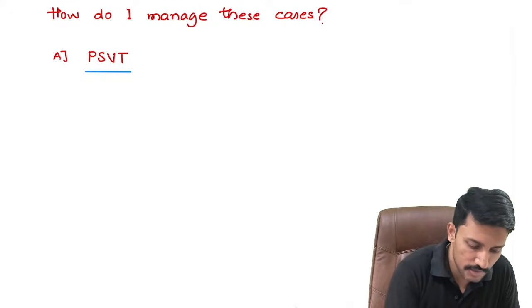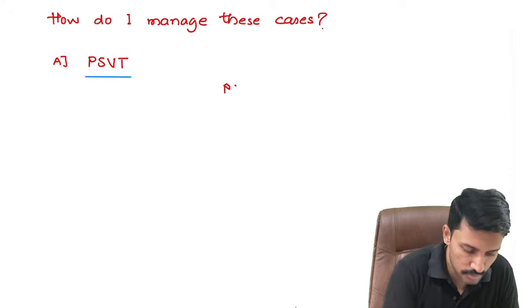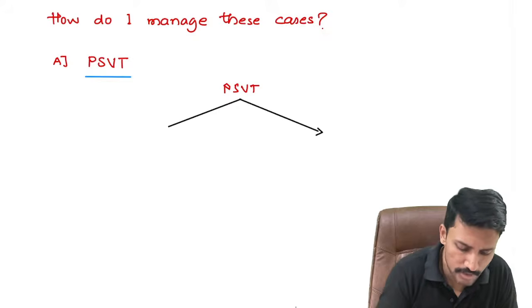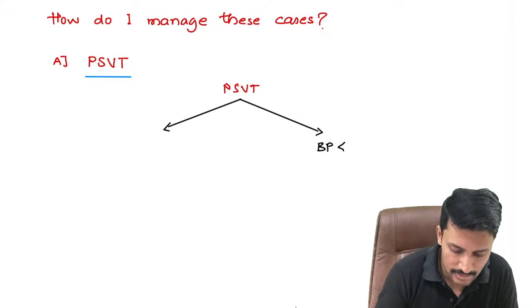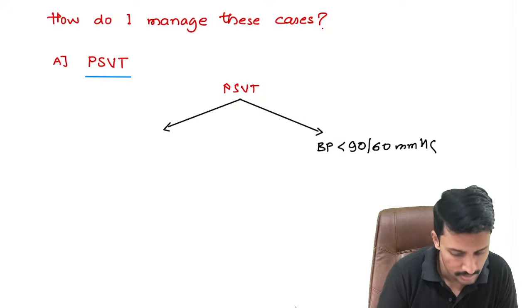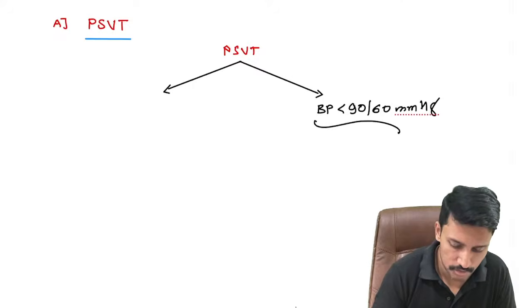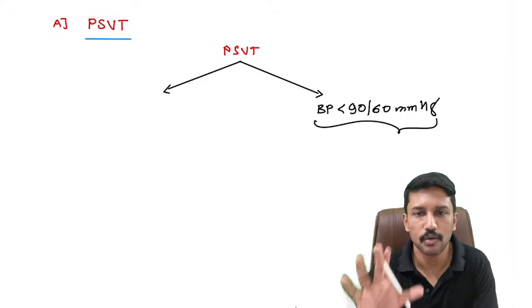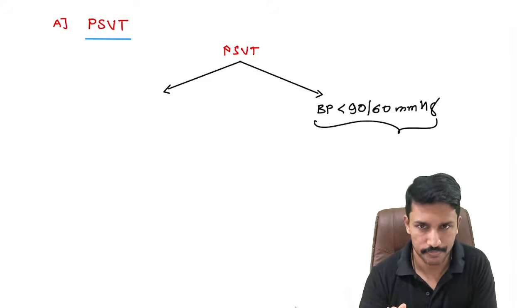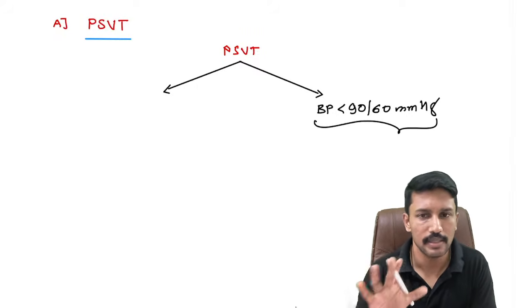So if I get a patient with PSVT, I have to see whether he is hemodynamically stable or unstable. Now, how do I define hemodynamic stability? By looking at the BP. If BP is less than 90/60, that means he is hemodynamically unstable. So this patient should be given shock. Shock is the only way I can treat this patient. I should not waste my time on the drugs.